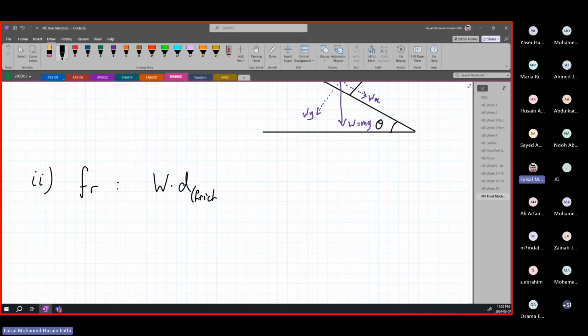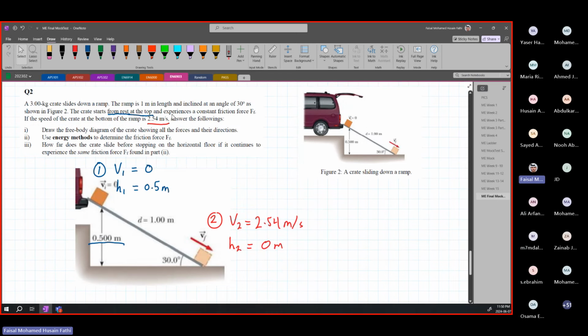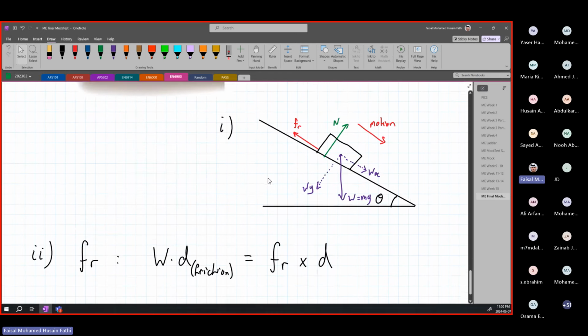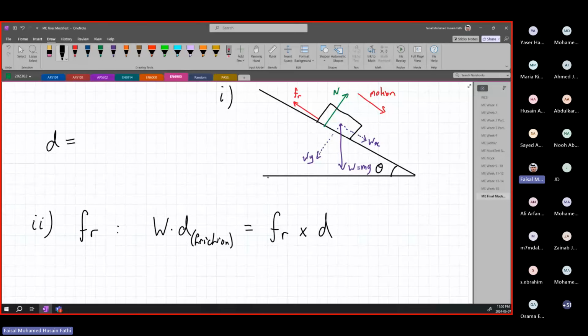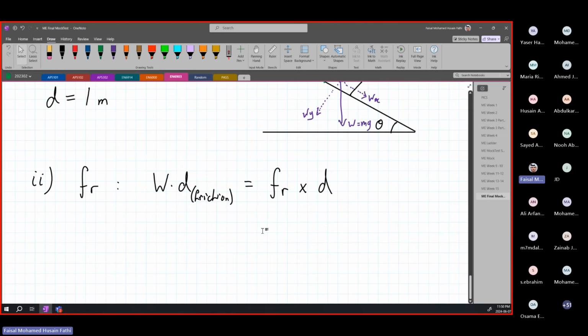In other words, work done is equal to the friction force Fr times the distance it has moved. In the question, they have given us that the ramp is 1 meter in length, so the distance is equal to 1 meter. We already have the distance, but we do not have the friction or the work done. We are trying to find the friction.